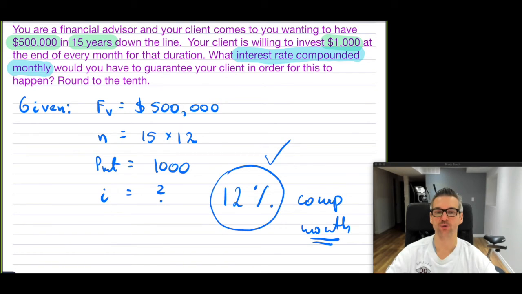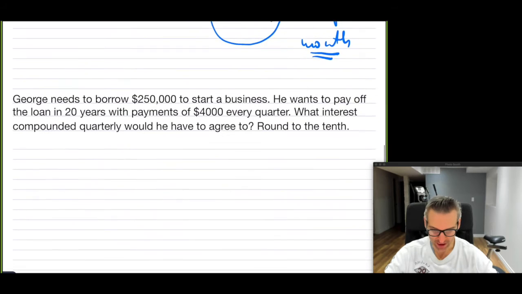All right, so this was a great question, and it tells you how hard it is to get $500,000 if your payments are $1,000. Because that's what you would need. You would need 12% to do it. Here is another example that I want to show you.